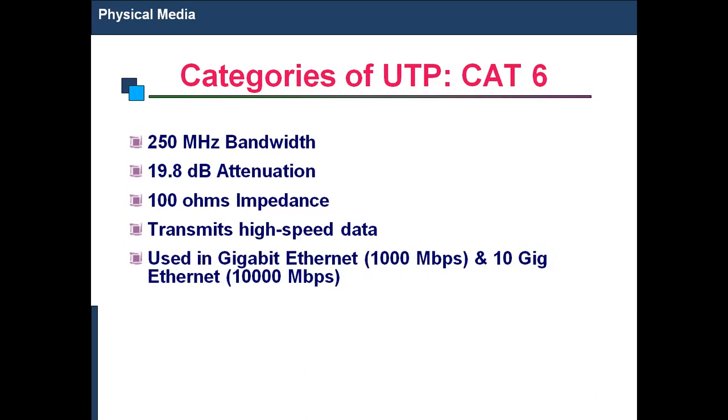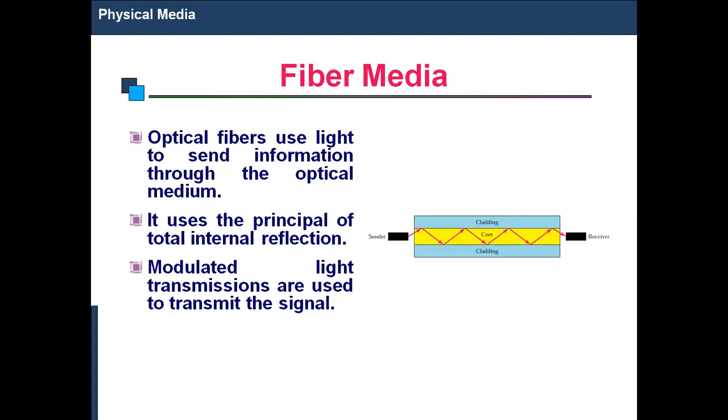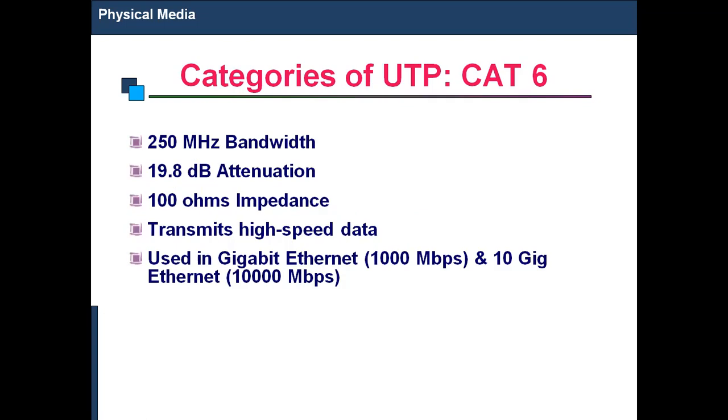Next one is category 6. Presently we are using category 6. Here it supports 250 megahertz bandwidth with an attenuation of 19.8 dB and a load impedance of 100 ohms. It also supports high-speed data, which can be used for data transmission with 10 gigabits per second. See this one, from category 3, 4, 5, 5E and 6.